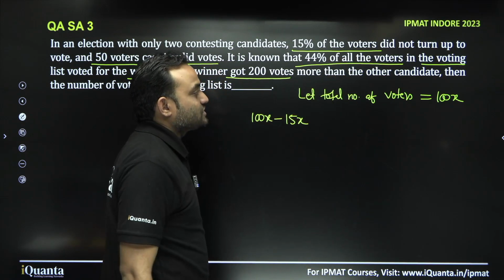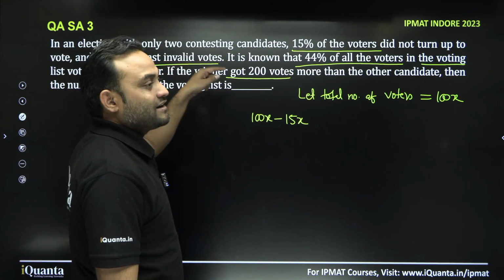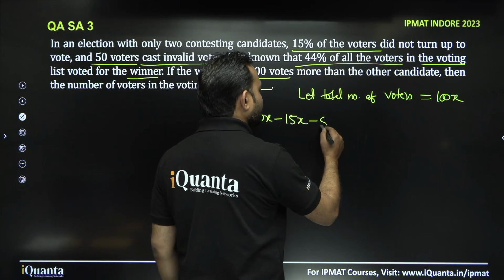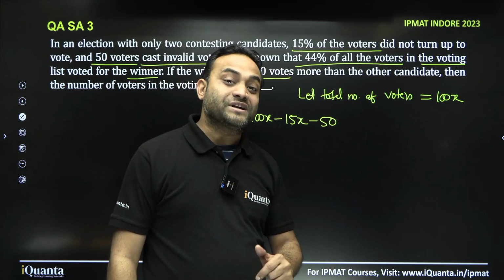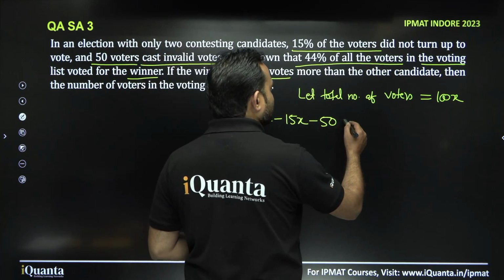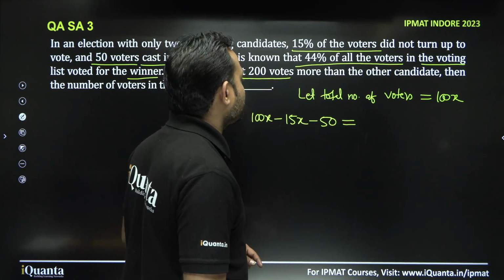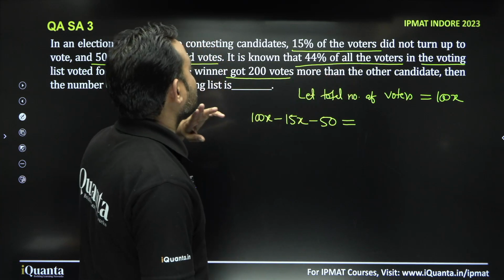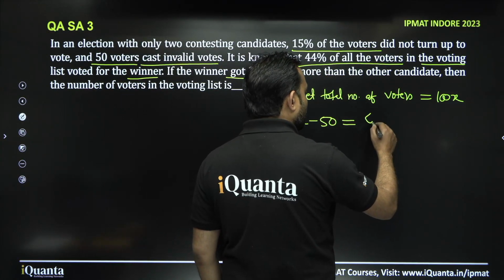15% voters did not turn up to vote and 50 voters cast invalid votes. So इसमें से 50 माइनस कर दो. This is the total number of voting done, right? And someone got 40% of the total votes. Someone got 40% of all the voters in the voting list. So उसे कितना मिला होगा?